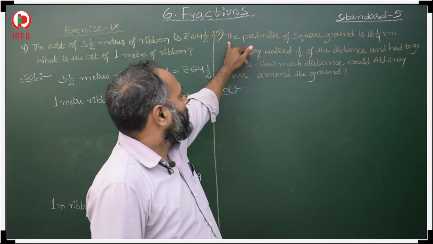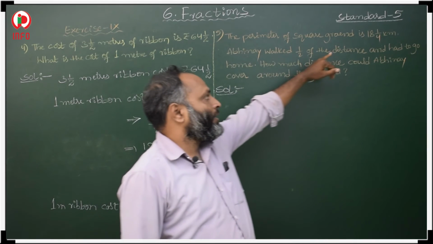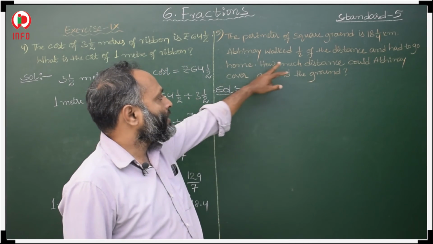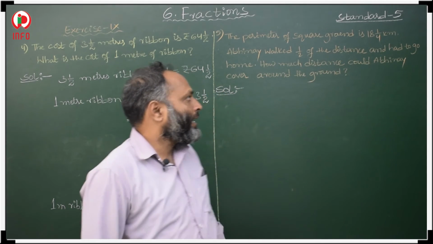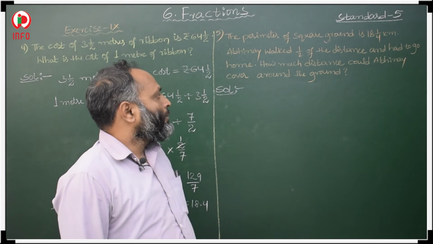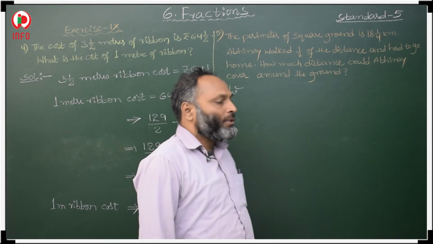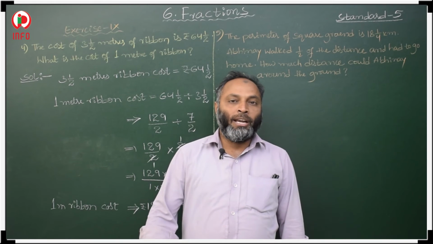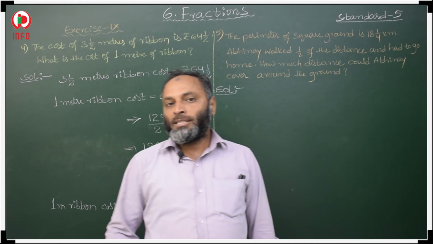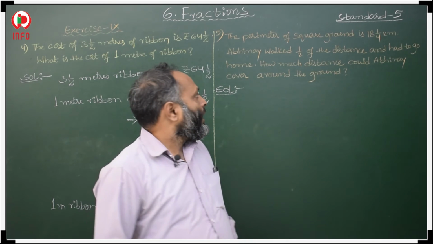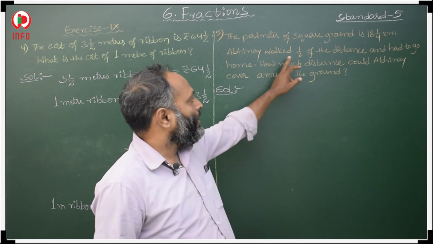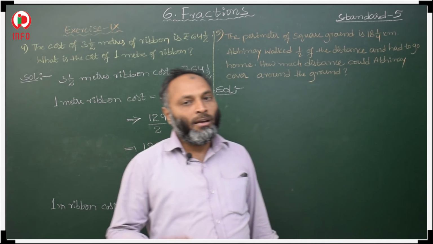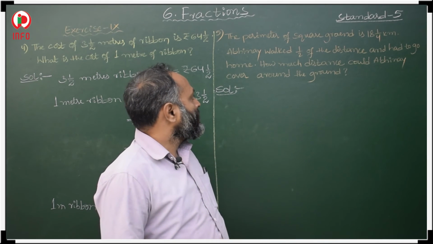Next, the fifth question: the perimeter of a square ground is 18 1 by 4 kilometers. Then Abhinay walked half of the distance and had to go home. How much distance could Abhinay cover around the ground? Here, the total ground perimeter is given. So the ground perimeter is 18 1 by 4 kilometers. Of this 18 1 by 4 kilometers, Abhinay walked half, meaning 1 by 2 of the distance. 1 by 2 of the distance he walked.